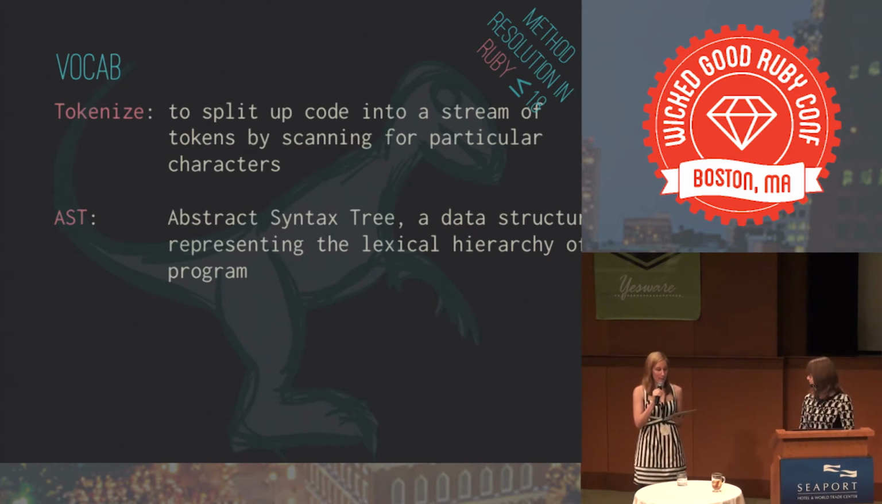Now we're going to jump on to see what's going on under the hood. We're going to talk about the steps that the Ruby 1.8 interpreter uses to look up a method. Tokenization is the first step in creating the abstract syntax tree.